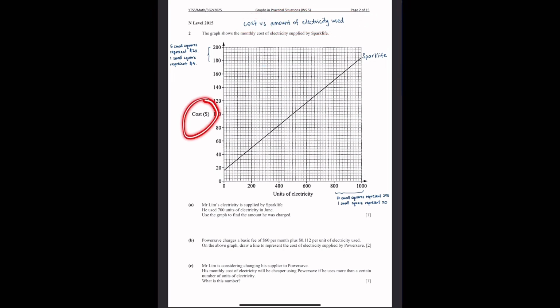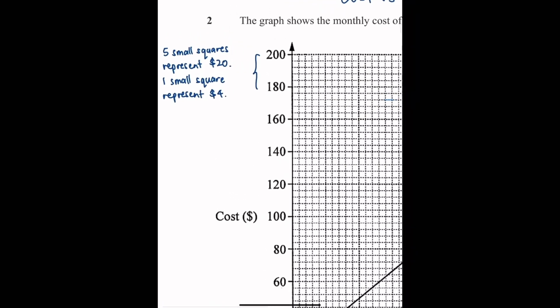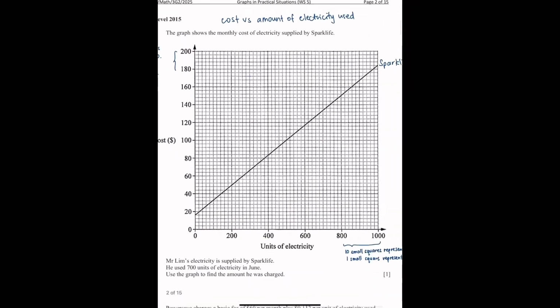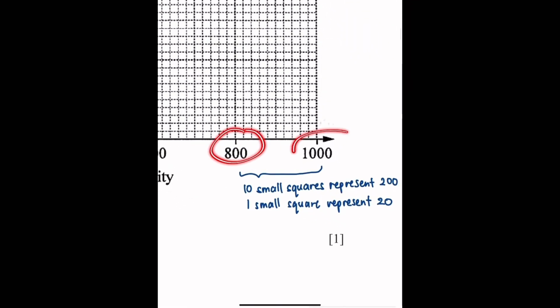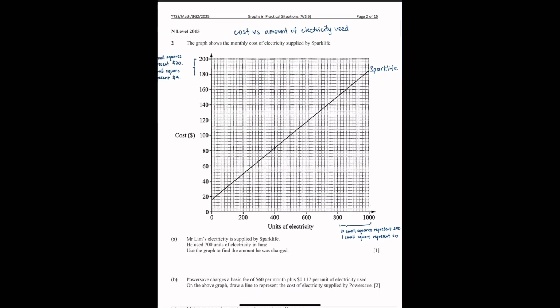Cost will be represented on the vertical axis, units of electricity on the horizontal axis. Do take note, let's zoom in here first. For the vertical axis, you notice that 5 small squares here represent $20, so one small square represents $4. Whereas for the horizontal axis, from 800 to 1000, there are 10 small squares that represent 200 units of electricity. So one small square represents 20 units of electricity. And the line here is actually SparkLife.